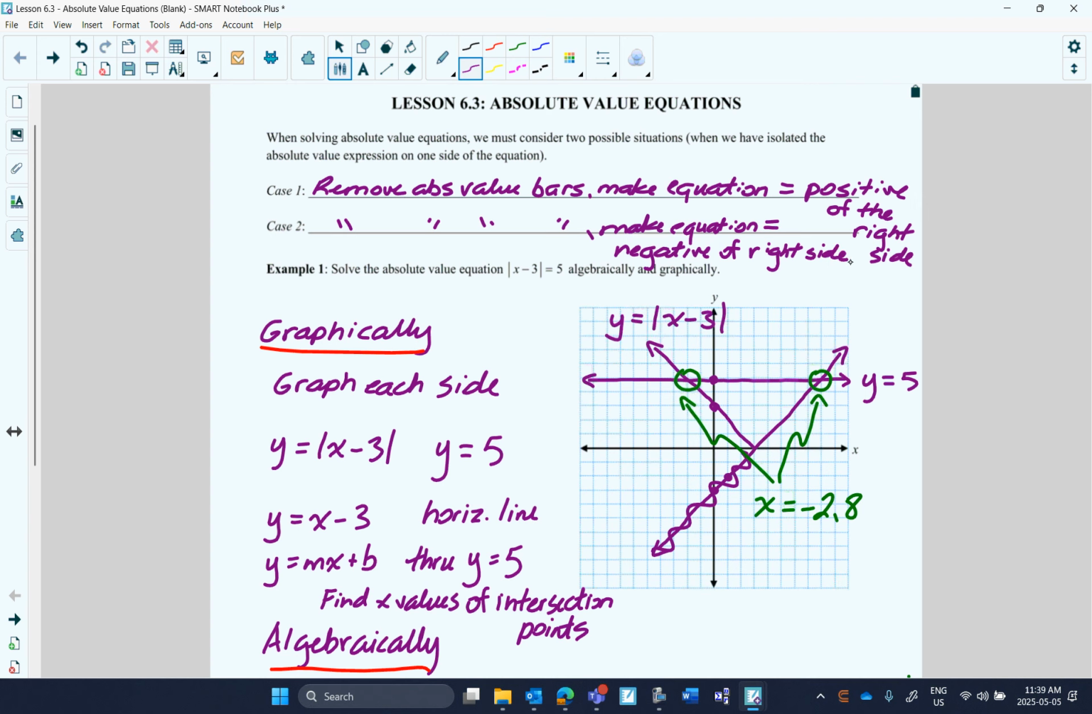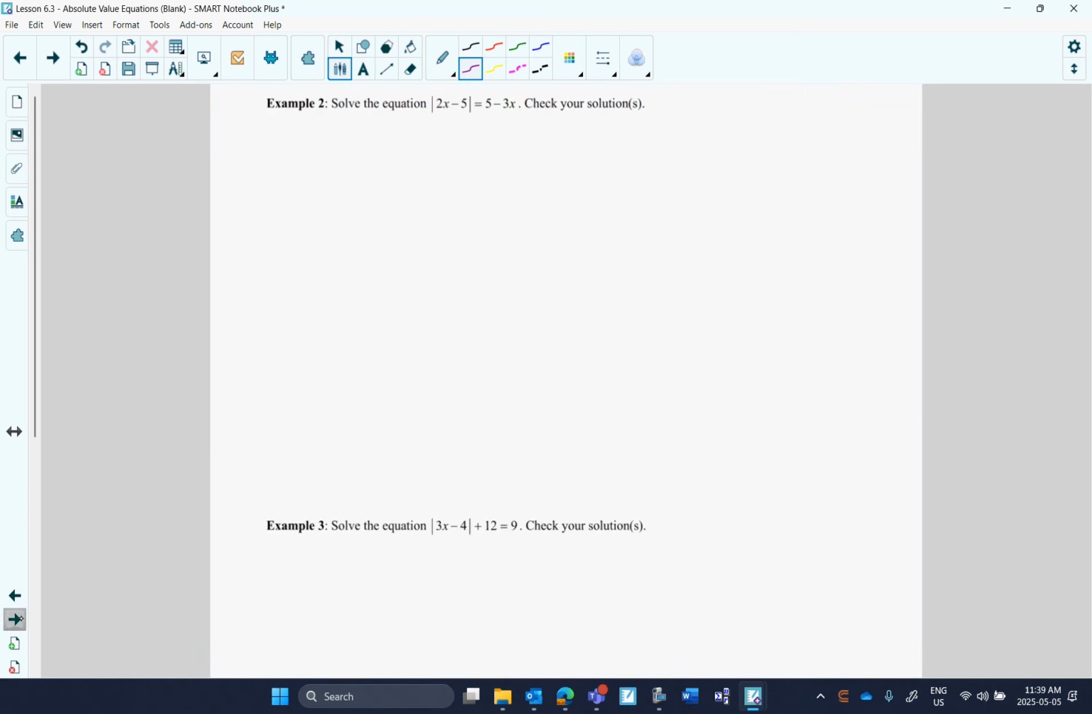And then we have to check our solutions. So it's kind of like I said, it's kind of like when we solved radical equations. We got the radical by itself, then we squared both sides to solve, and then we had to check. With absolute value, you get the absolute value bar by itself, but then make two equations, solve, check your solutions. So let's look at a couple other examples.